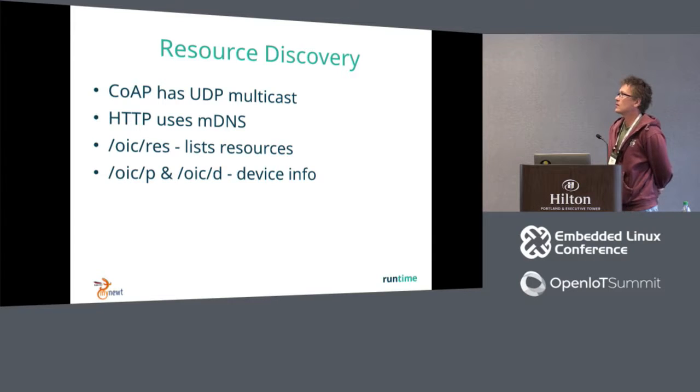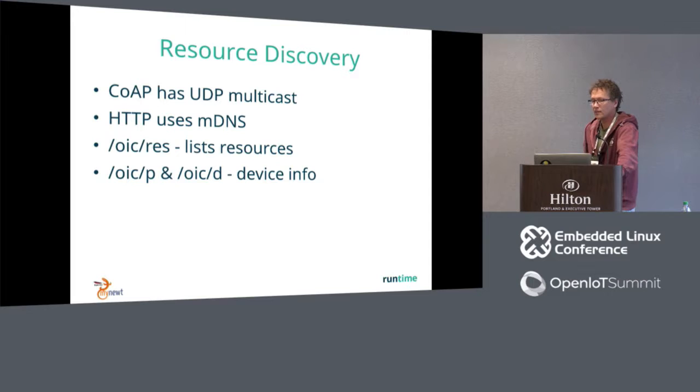Resource discovery with UDP multicast is just a CoAP request asking everybody to respond to the OIC RDS URI, and the response contains a lot of the data that device has. You can also filter if you formulate the requests right, so you don't get all the OIC clients responding. You can limit what type of devices respond to you. After you've discovered these devices and you want to know more, you use these two other URIs to get more information about the device.